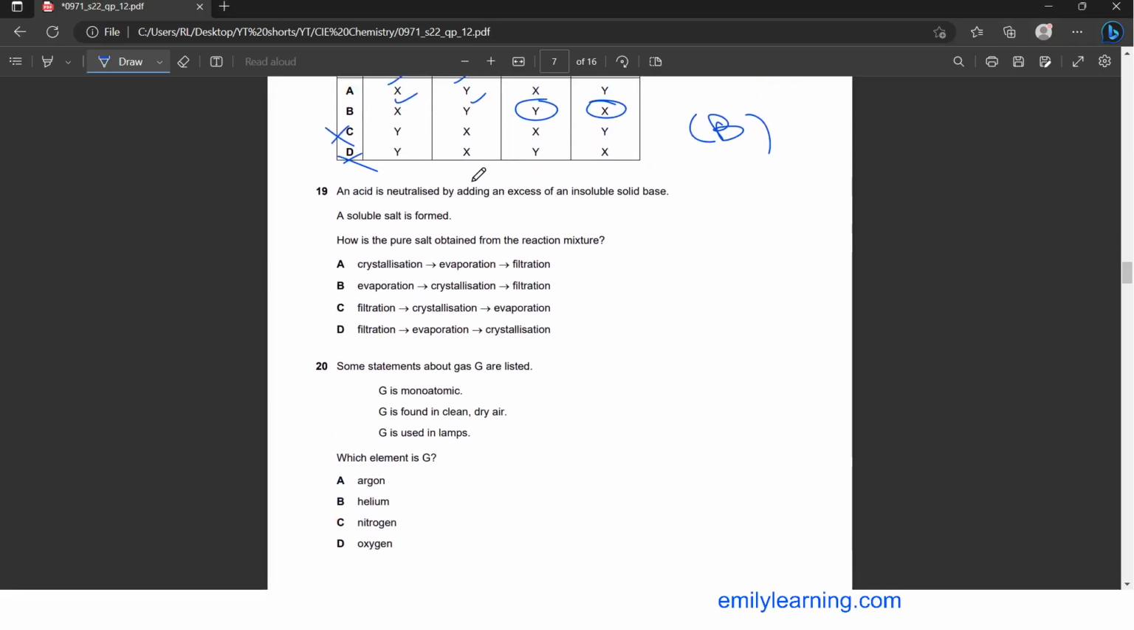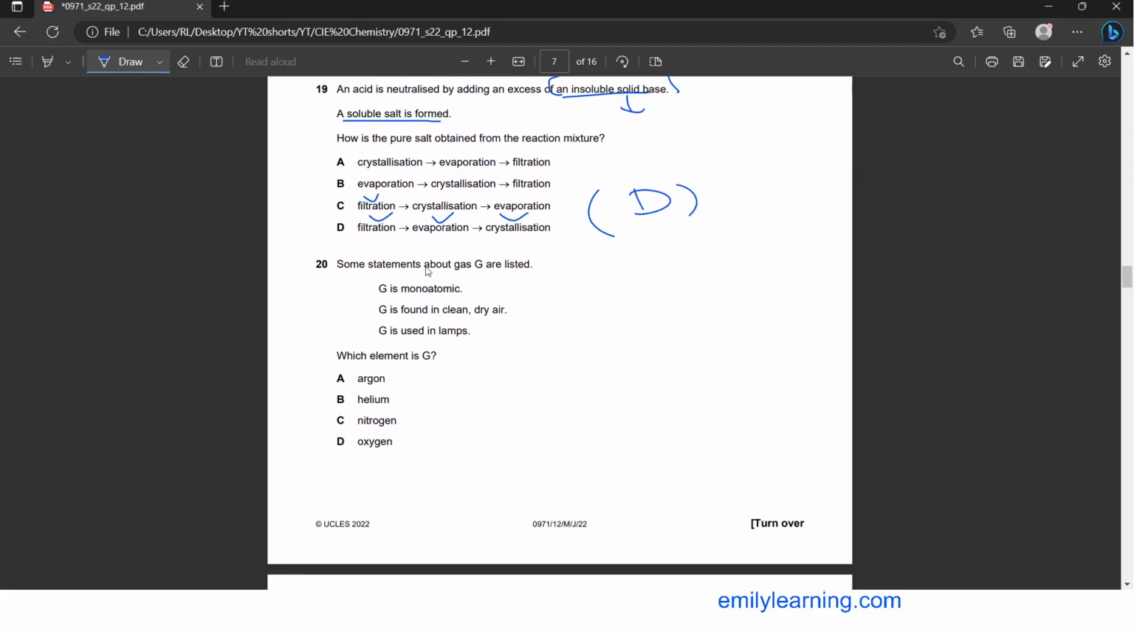Next, an acid is neutralized by adding an insoluble solid base. So you add acid to excess insoluble base, so you have excess of this insoluble base. So you form a soluble salt. So how do you obtain a pure salt solution? Well, you first need to filter out this insoluble base, so that you have a pure salt solution. Once you have a pure salt solution, you need to evaporate some of the water to get a saturated solution before you can crystallize to get out the crystal. So the answer is D.